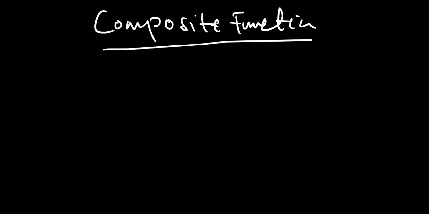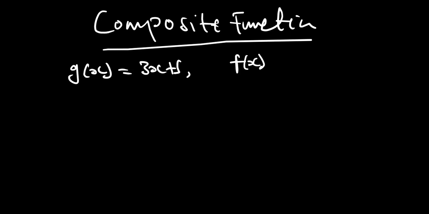Okay, so composite functions: we are taking one function and substituting it into another function. Let's say, for example, g of x is equal to 3x plus 5, and f of x is equal to (2x plus 3) divided by 4. These two functions, we can be asked to find the composite. So what do we do in order to find it?